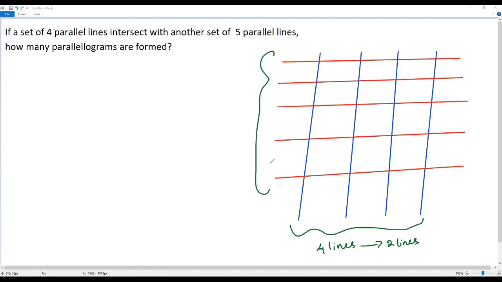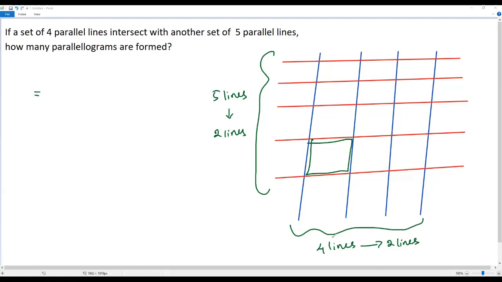How many of these 5 lines do I need to get a parallelogram? The same thing, 2 lines. So if I get 2 out of these 4 lines and 2 out of these 5 lines, I'll be able to form a parallelogram. So I have to select 2 out of these 4 lines and 2 out of these 5 lines. Okay, first let me select 2 out of these 4 lines. Now, how many ways can it be done? We can use a combination.